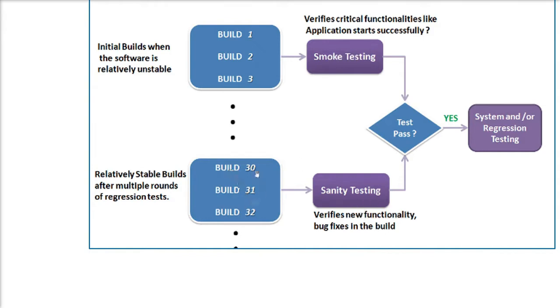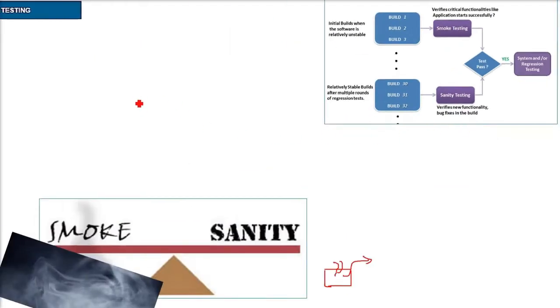In sanity testing, we are talking about certain stable builds, relatively stable builds which are done after multiple rounds of regression tests. Now when the builds are stable, we verify the new functionality or some bug fixes in the build. So smoke testing and sanity testing are done with a different view on different builds, in a narrow and shallow way. And when the tests are passed, then we go for another testing. It can be system testing, it can be regression testing.